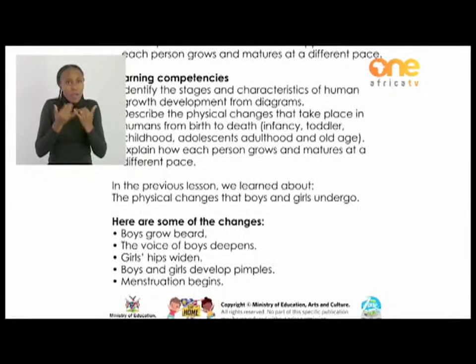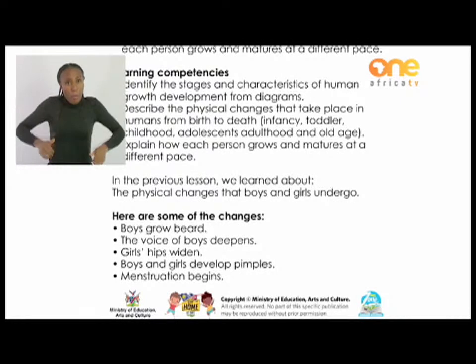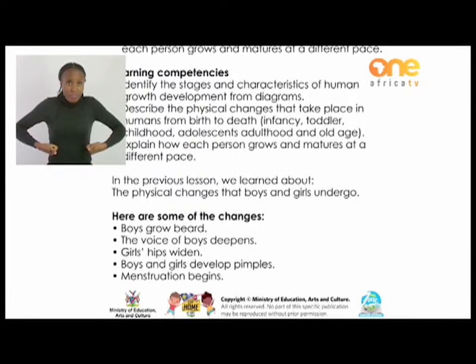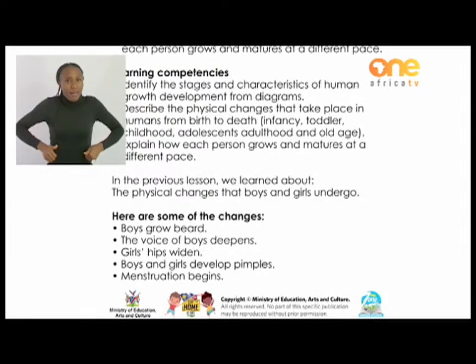Let's move on. In our previous lesson, we learned the following changes in boys and girls. Boys grow beards. It's only that I'm wearing a mask now, can't see mine. The voice of the boys deepens. It means boys' voices change. Girls' hips widen, so the size of the girls' hips gets a little bit bigger. Boys and girls both develop pimples. And ladies also start the menstrual cycle, or menstruation begins.